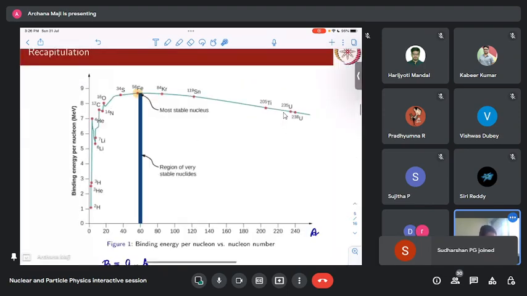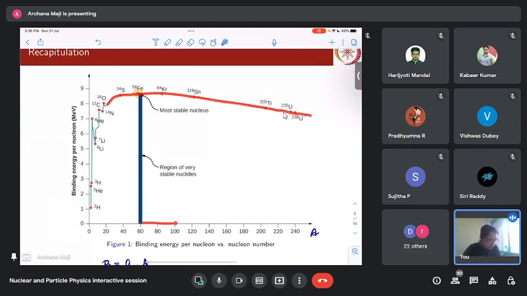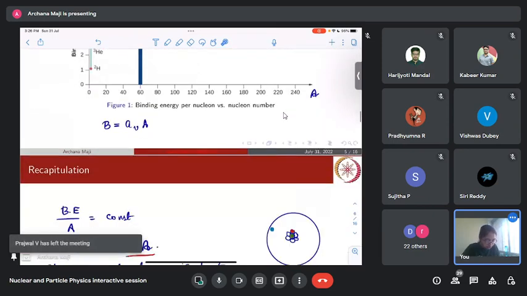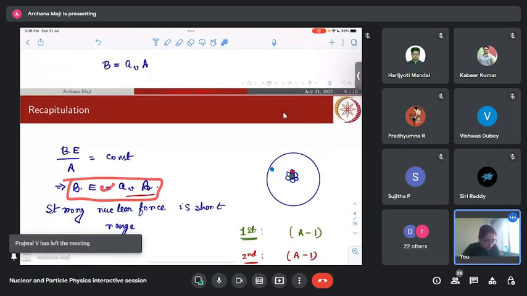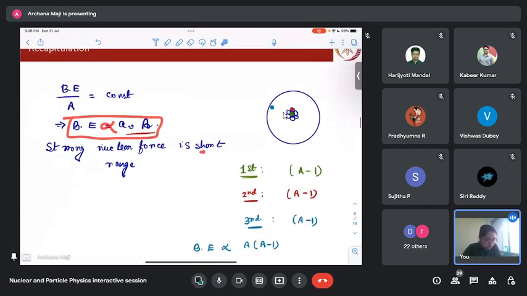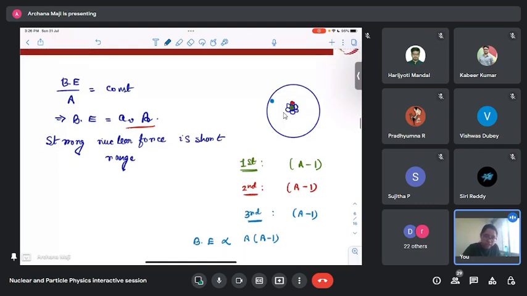We can see from this graph that binding energy per nucleon stays almost constant with the nucleon number. So it says that binding energy per nucleon is a constant. So that's why binding energy is proportional to A, and it means that it is short range, because this green nucleon at the center of the nucleus is not interacting with this sky blue one. That's what it means. So do you understand now, or should I repeat again? Yes, ma'am, got it. Thank you, ma'am. Okay.